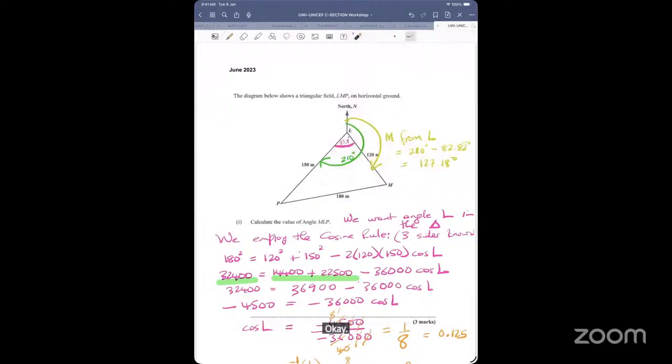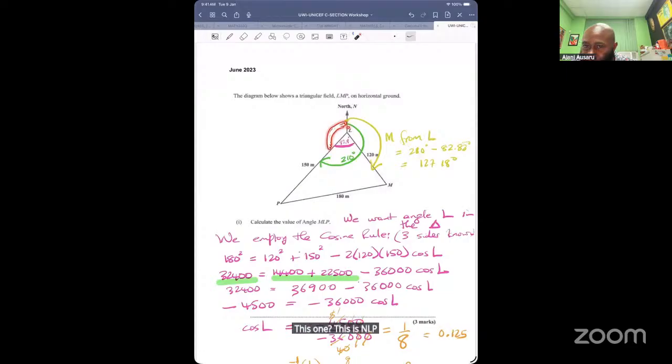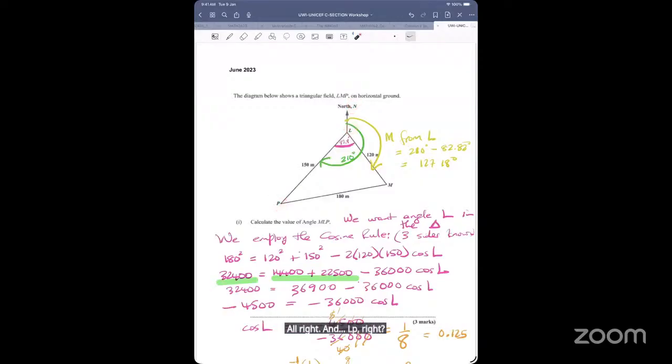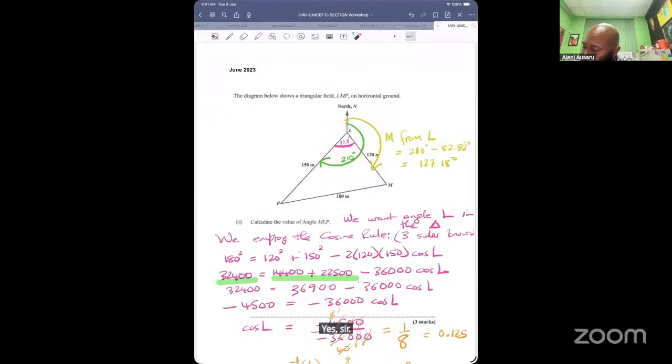So the north line is from P. This is NLP, right? Yes. This is N, right? NLP, right? Yes, sir. So this is the angle he wants, right? Yes, sir. What is this angle, by the way? That's easy. What's this angle?